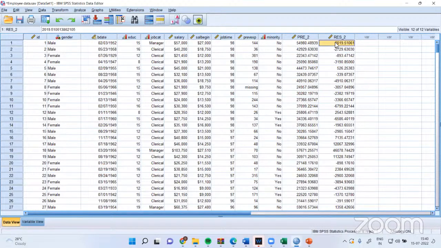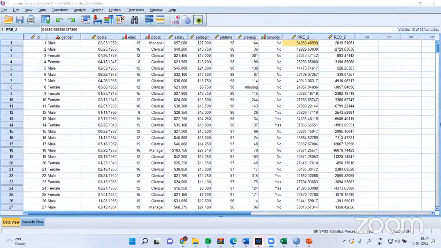Got it? $57,000 minus the predicted one from our model. Is it the same figure? Please write it down. Yes, sir.